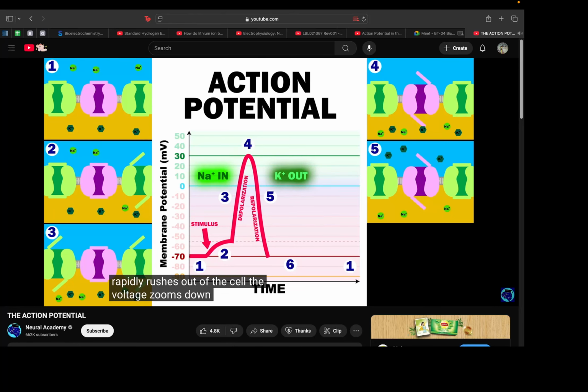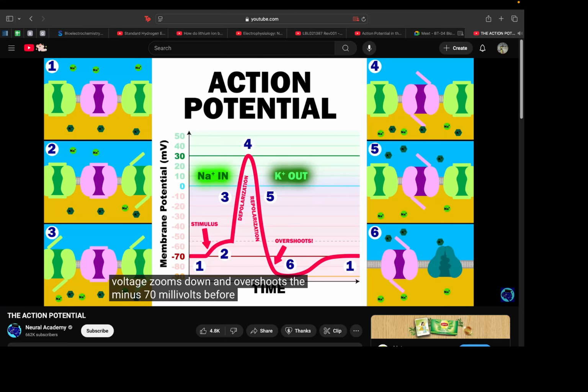The voltage zooms down and overshoots the minus 70 millivolts before the potassium channels can close. Finally, the sodium-potassium pump restores the resting membrane potential. It does a conformational change thanks to an ATP molecule being hydrolyzed. Again, this conformational change results in 3 sodium atoms being shuttled out of the cell, and 2 potassium atoms being shuttled in.